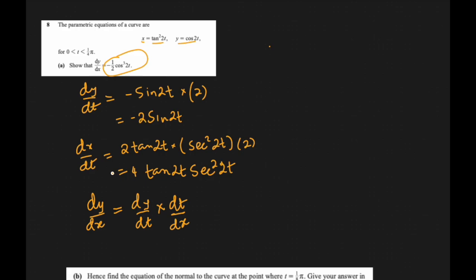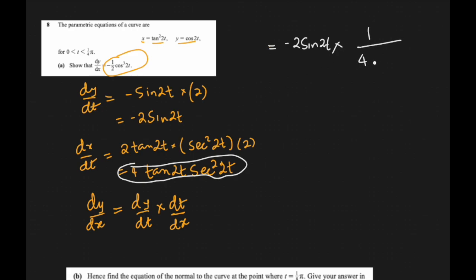So dy over dt, we already have: minus 2 sine 2t. So let me write here, which will be equal to minus 2 sine 2t multiplied by dt over dx. That means the reciprocal of what we got here. So the reciprocal of that will be 1 over 4 tan 2t secant square 2t. Again, it does not match with what we want, but we already have the minus, correct? We also have 1 over 2. Only thing remaining is that cos cube t is needed.